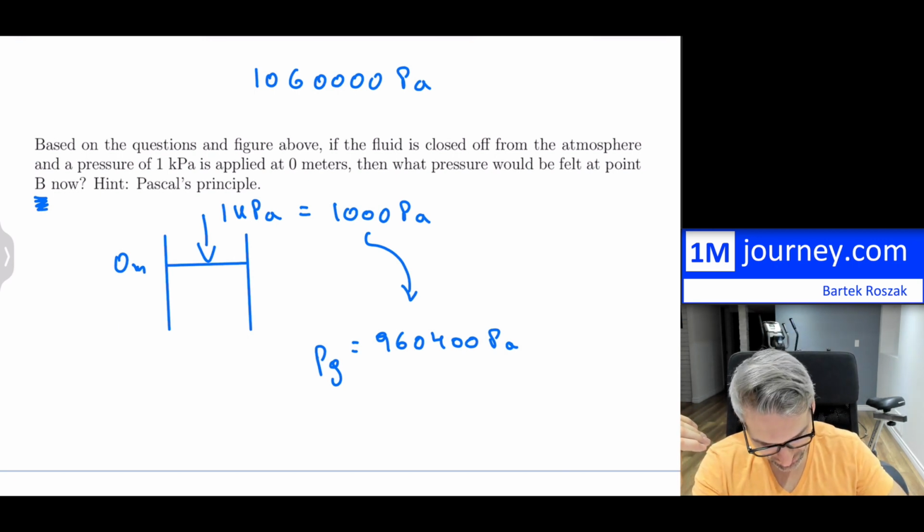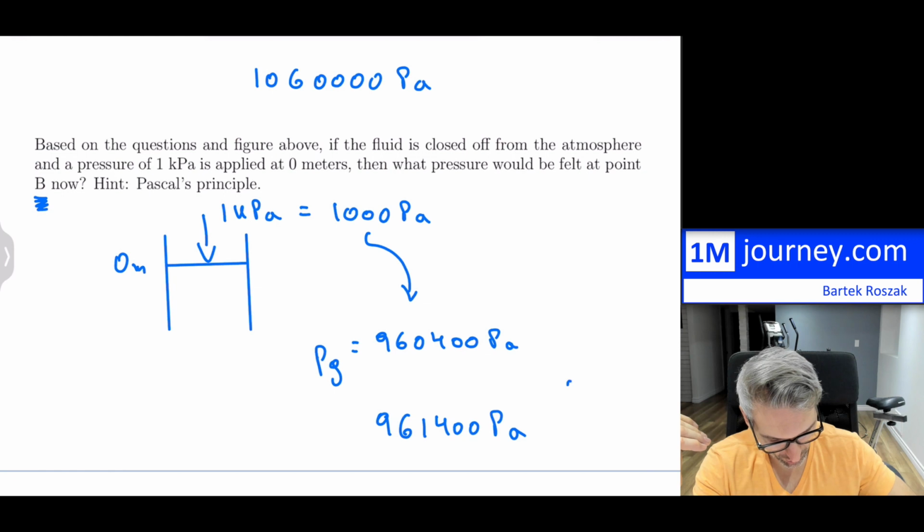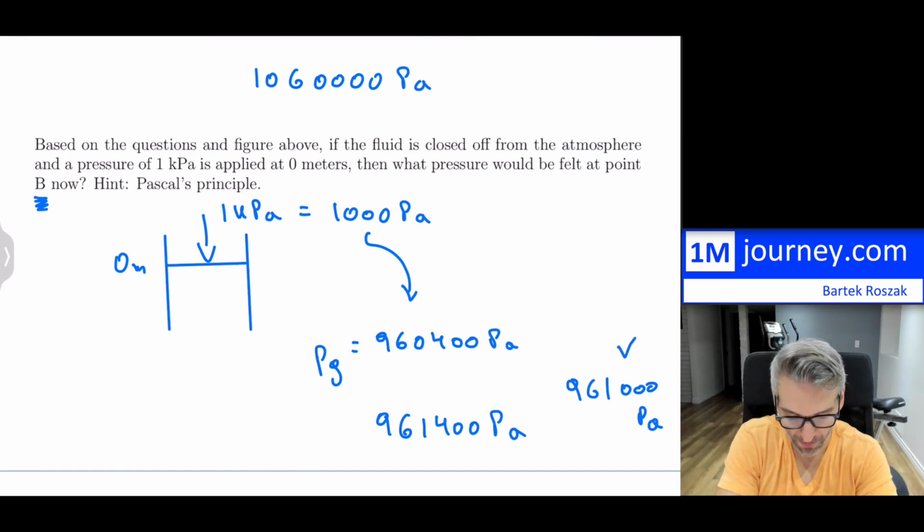So it's not very difficult, because if you add 1,000, you just get this right there. If you're rounding to 3 sig figs, or 2 sig figs, whatever you like, you can do that. But that's how you would set this up. And that's it.